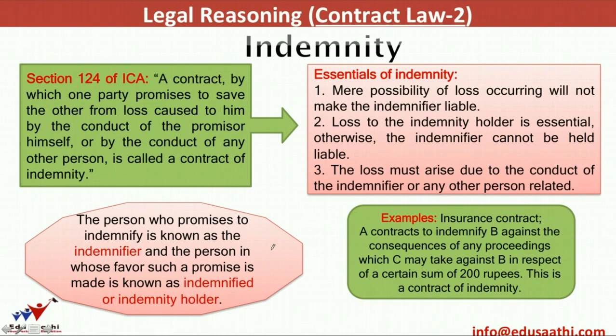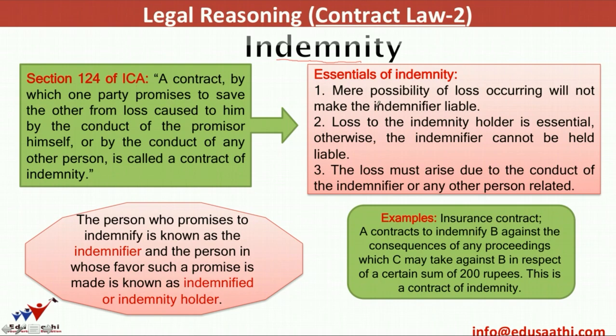Next concept we have to discuss is indemnity. Section 124 of the Indian Contract Act says a contract by which one party promises to save the other from loss caused to him by the conduct of the promisor himself or by the conduct of any other person is called a contract of indemnity. The literal meaning of indemnity is to make good the loss. So the whole concept means whenever the person entering into a contract has some loss, the other person agrees to make good that loss. So it's called the contract of indemnity.